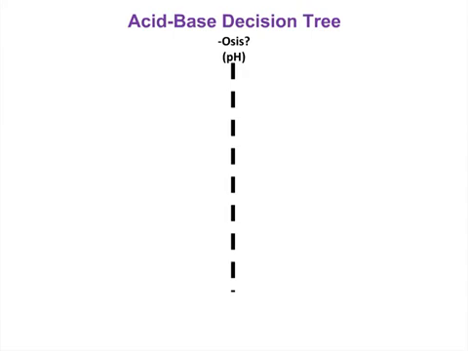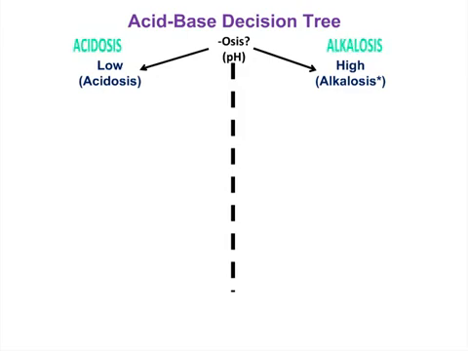All right, let's review our 3 steps, and we've created here a little acid-base decision tree for you. Question number 1, what is the osis? If pH is low, then you have an acidosis. If it's elevated, then you have an alkalosis.